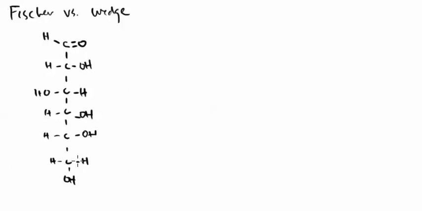We call this the Fischer projection. So this is what we refer to as the Fischer projection or the Fischer structure. And the Fischer is the shortcut method other than the wedged and dashed system. So how does the Fischer and the wedge and dash compare to each other? Well, let's get some practice here.